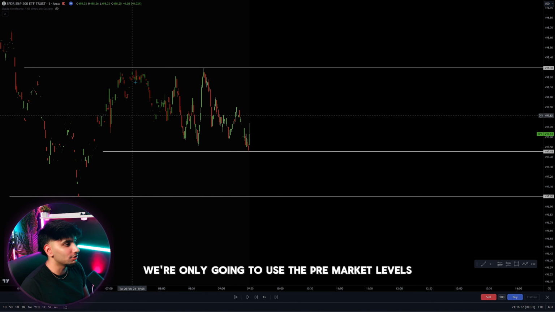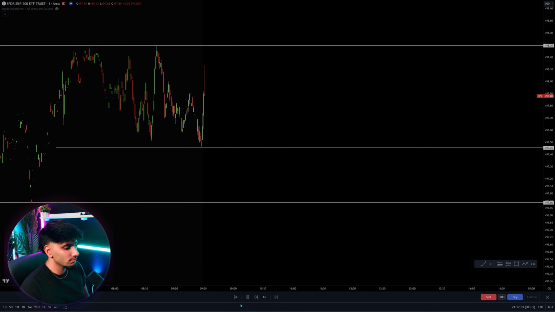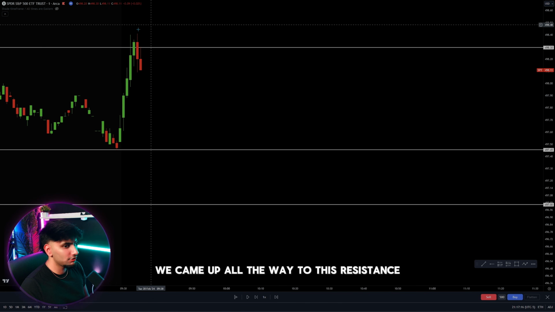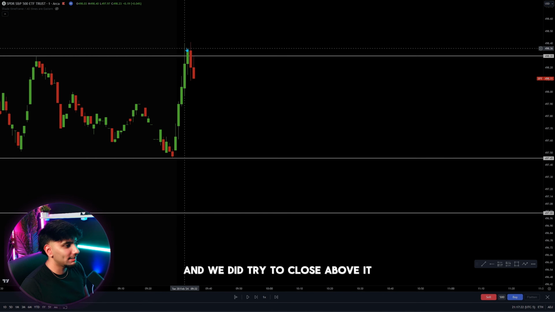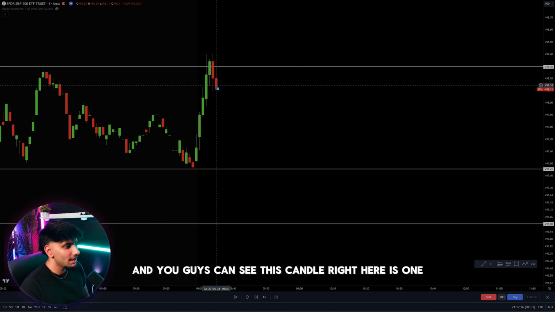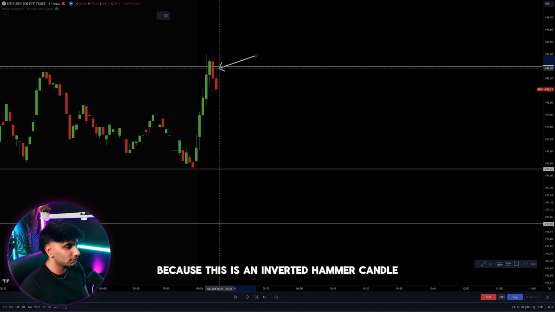We're only going to use the pre-market levels like I've said, and let's play out this trade here. And right here, what we see is we came up all the way to this resistance, and we did try to close above it. However, then we got 2 bearish candles, and you guys can see this candle right here is one of my favorite candles because this is an inverted hammer candle or a shooting star candle.